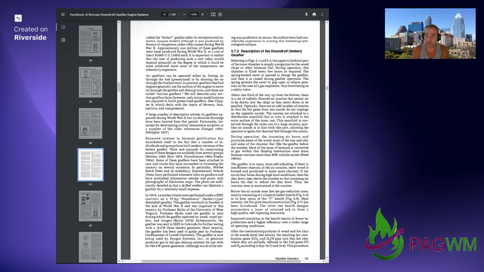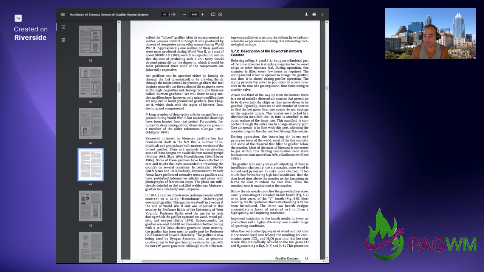Plans and manuals for constructing some of these designs are available from several groups, and it lists them. Some of these gasifiers have been attached to cars and trucks that have succeeded in traversing the country on several occasions. In particular, Mother Earth News and its subsidiary, Experimental Vehicle News, have performed extensive tests on gasifiers and have published informative articles and plans with photographs of fabrication steps. The plans are sufficiently detailed so that a skilled welder can fabricate a gasifier for relatively small expense.